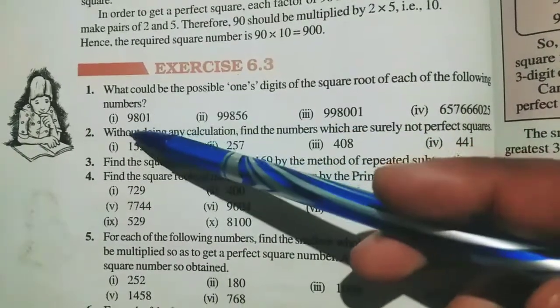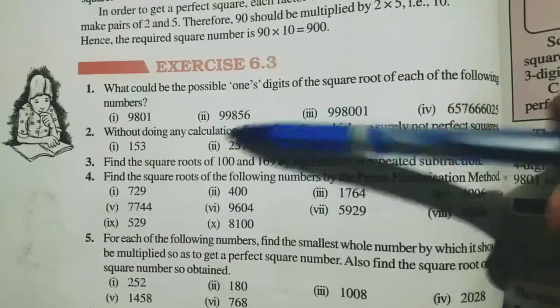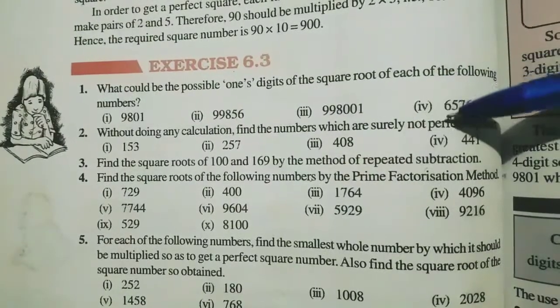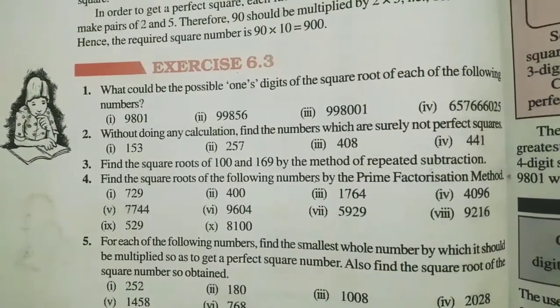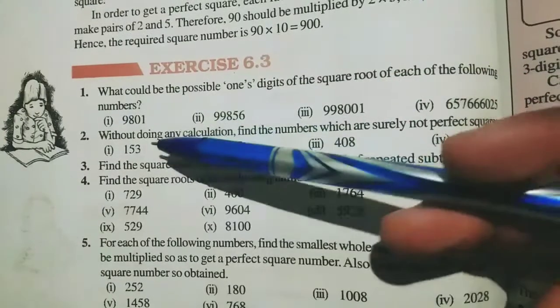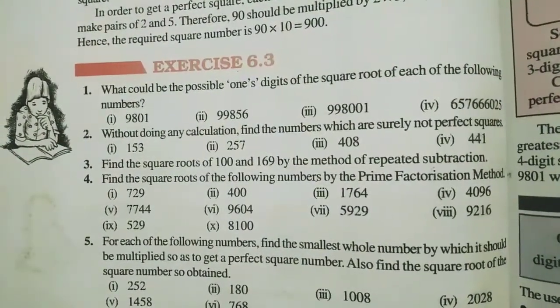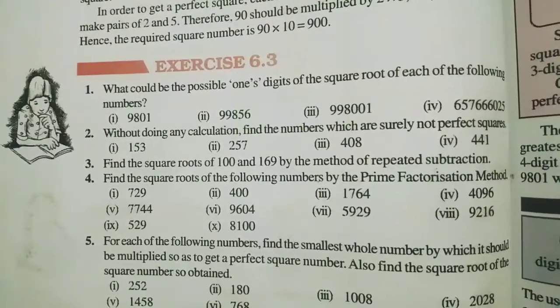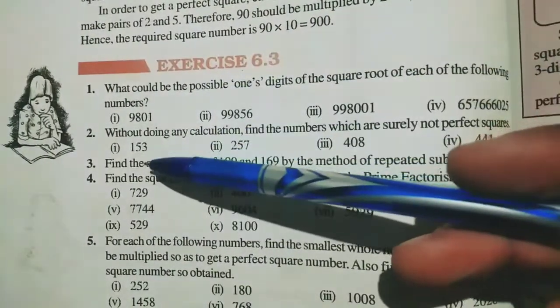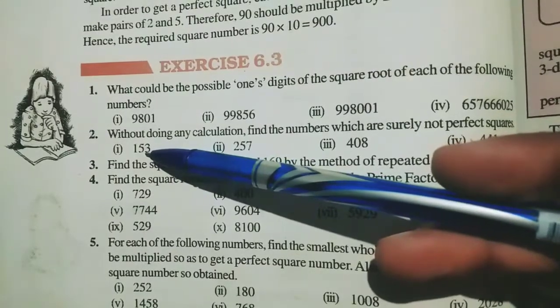Now the next question, number 2: without doing any calculation, find the numbers which are surely not perfect squares. So without calculation you have to find out whether they are perfect squares or not. It is very easy. I have explained to you many times already that you have to see the unit digit. That means you have to look at the ones digit again.